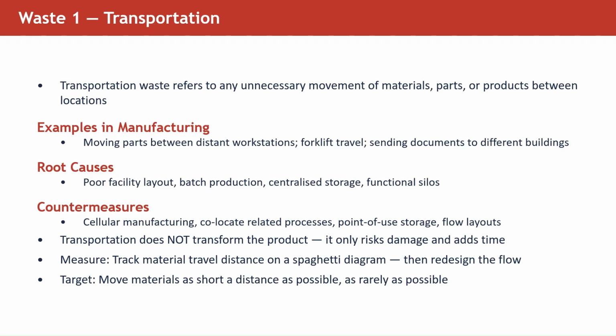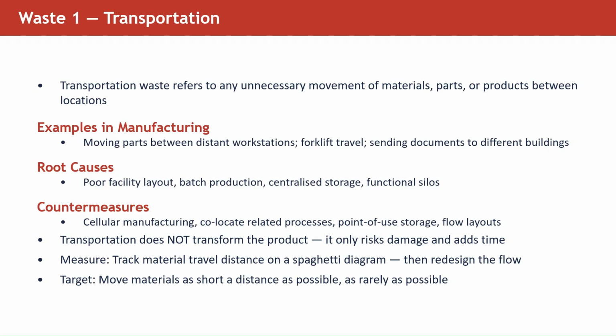Here is the key insight. Transportation does not transform the product. The product is exactly the same before and after being transported. It adds zero value, and every time the product is handled, it risks being damaged. So transportation also creates a quality risk. The root causes of transportation waste are usually poor plant layout, machines grouped by type rather than by product flow, and batch production that requires centralized storage between operations.